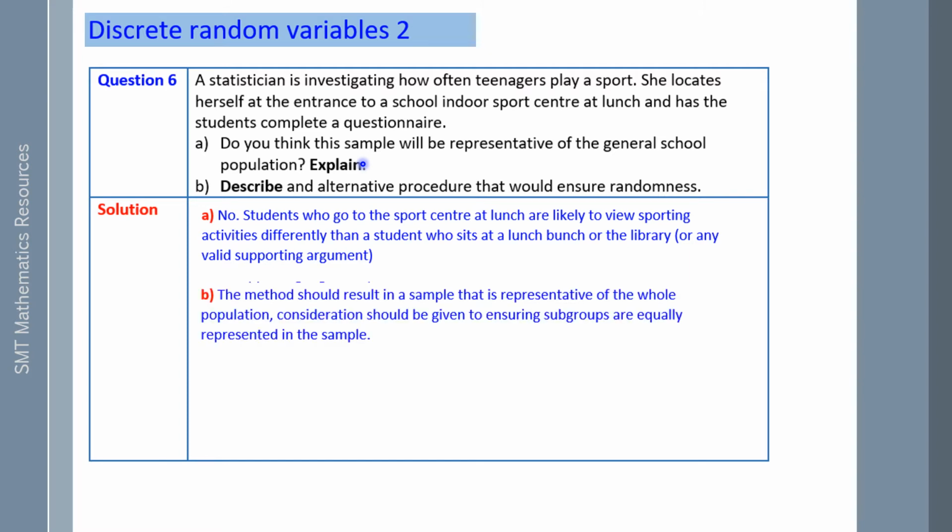Describe the alternative procedure that would ensure randomness. The method should result in a sample that is representative of the whole population. Consideration should be given to ensuring subgroups are equally represented in the sample.